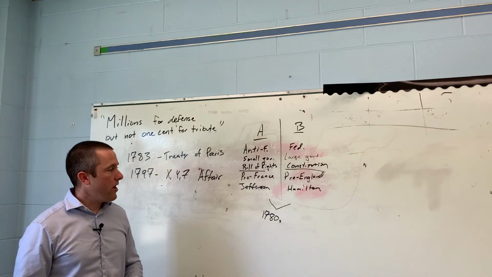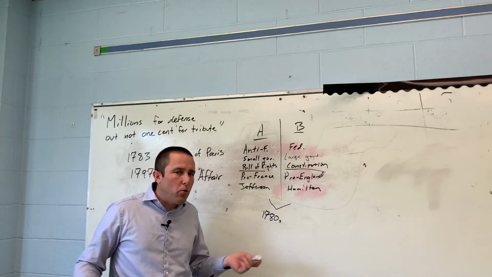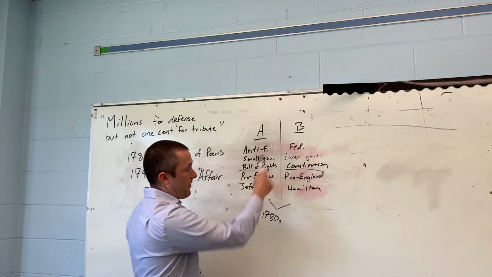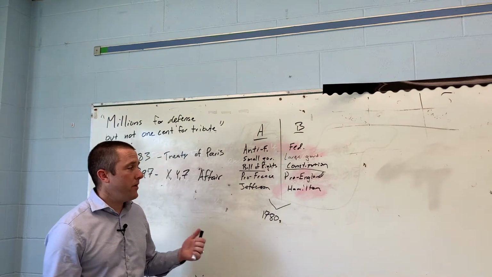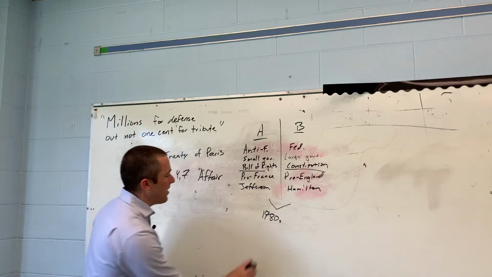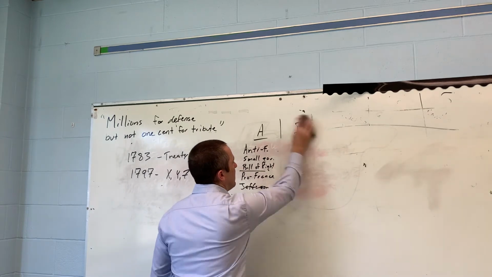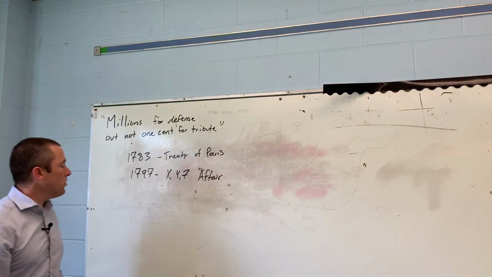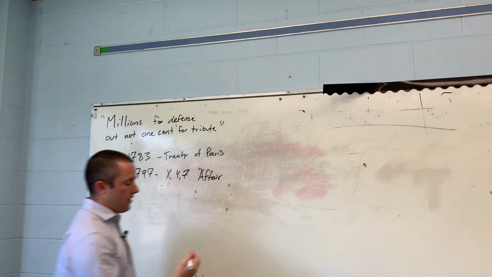Therefore, you support a Bill of Rights. You happen more times than not to be pro-French, and that's the crowd of Jefferson. And then the Federalists, they want a large government. They're in favor of a constitution. They tend to be pro-England. Okay, so we've got these two. All right, so with the XYZ Affair, what was going on was the U.S.